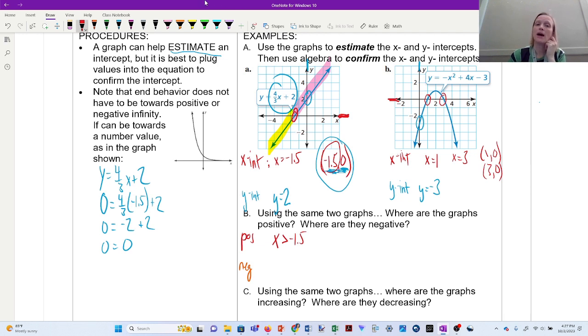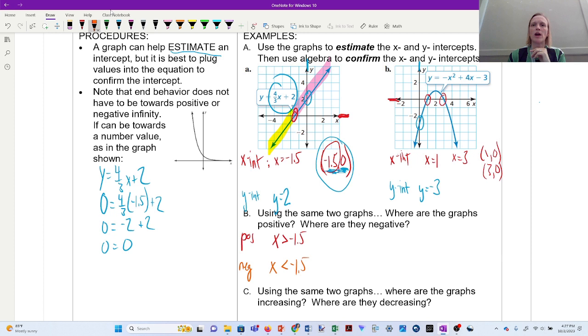Then for my negative values, when is the graph negative? Again, this intercept is my cutoff point, my breaking point between where I'm positive and where I'm negative. So this is going to be when x is less than negative 1.5, that is the negative region of my graph.